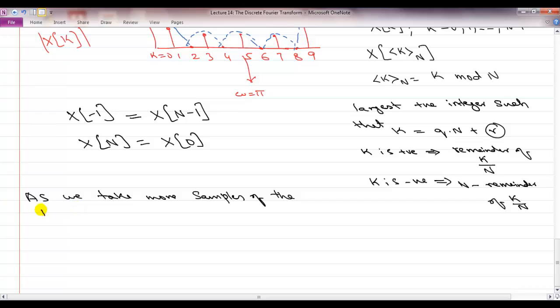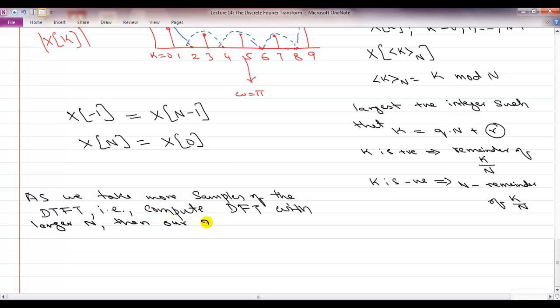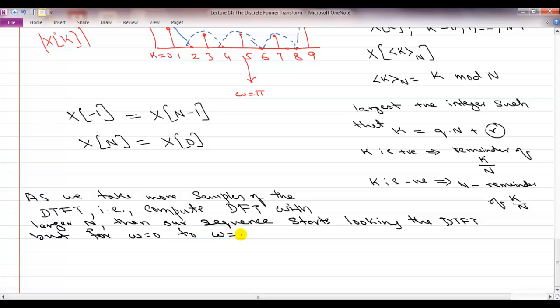So going back to our discussion, what we have learned is that as we take more samples of the DTFT, and how do we take more samples? That is equivalent to saying that we compute the DFT with a larger capital N. Then our sequence starts to look more and more like our DTFT, but with the caveat that it is from 0 to 2 pi, i.e., omega equal to 0 to omega equal to 2 pi.